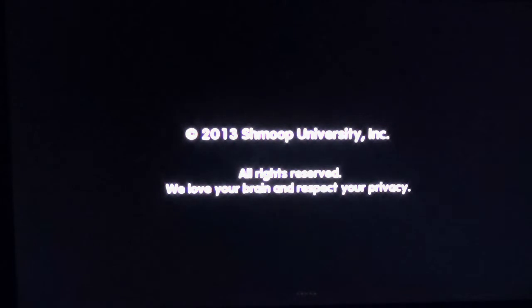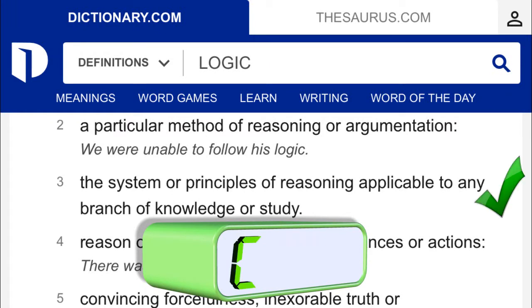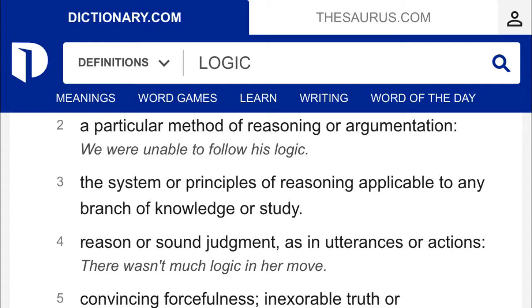Here, we are only going to copy down definitions 2 and 3. And out of those three different types of appeals or rhetorical devices, we are only going to focus on logos, also known as logic, because it is the most professional of the three and the most appropriate for our school setting. Definition number 2 reads, a particular method of reasoning or argumentation. And definition number 3 reads, the system or principles of reasoning applicable to any branch of knowledge or study.